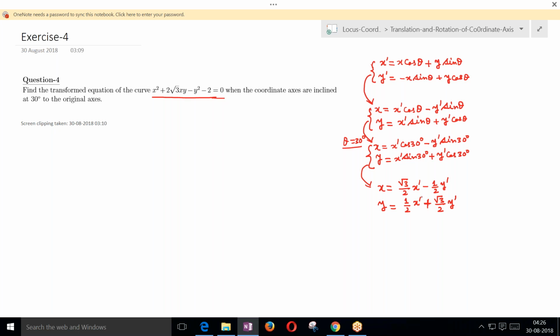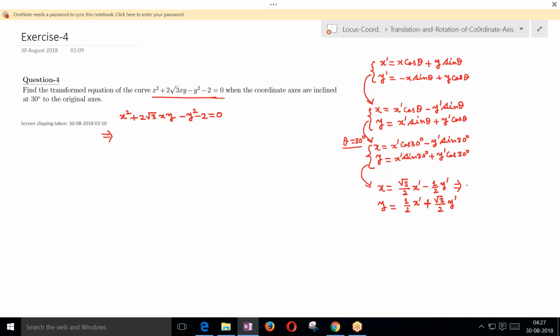So now if we apply all these things here in this equation, what will happen? Let's see. What is our equation? Our equation is x square plus minus y square. Okay, so this implies it is equal to x square. So let's make it a little simplified form.